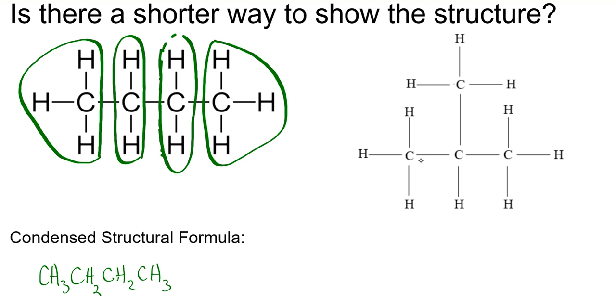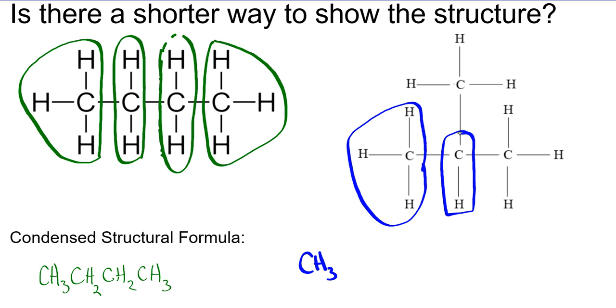So same process. I'm going to look at, for my longest chain, I've got 3 carbons in a row here. So here's my first one. So there's CH3. And then here's a second one. There's my CH.